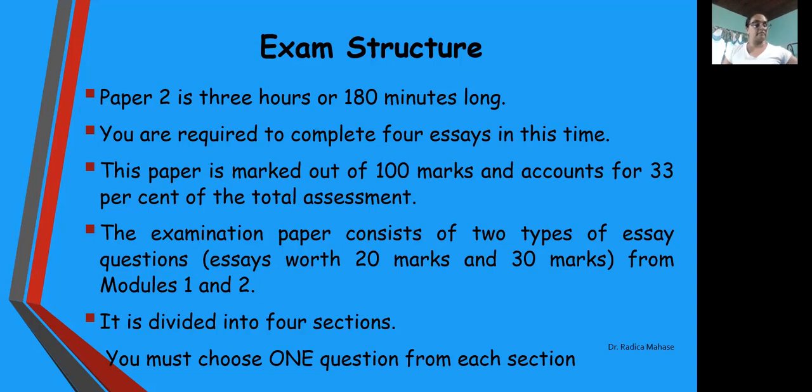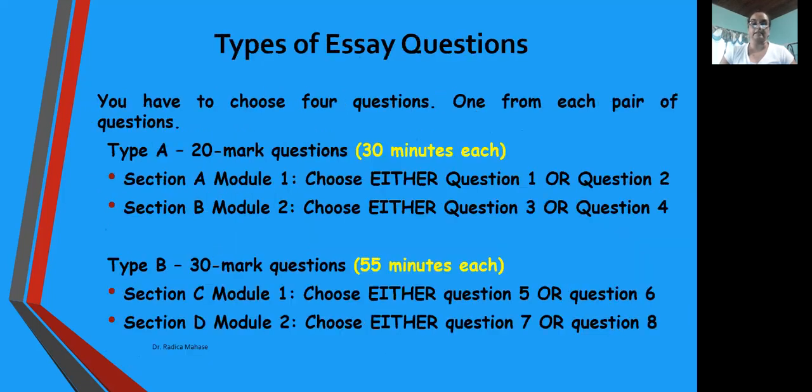When the examiners mark you, they will mark it out of 100 marks, and then they will find a percentage. So your paper 2 accounts for 33% of the total assessment. The exam paper consists of 2 types of essay questions: essays worth 20 marks and essays worth 30 marks. And the questions come from modules 1 and 2. The paper itself is divided into 4 sections, and you must choose 1 question from each section.